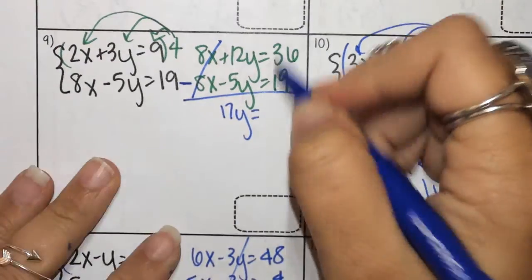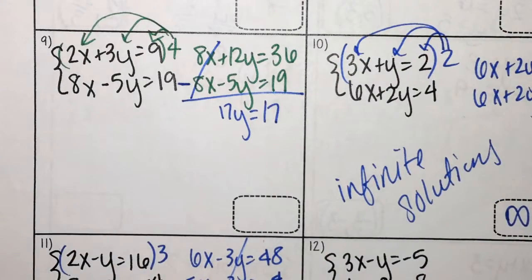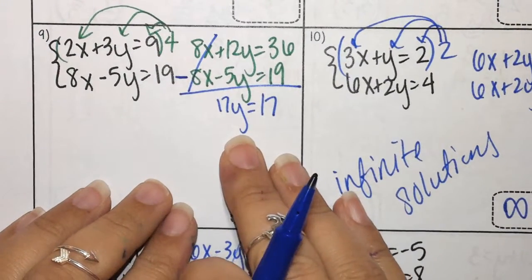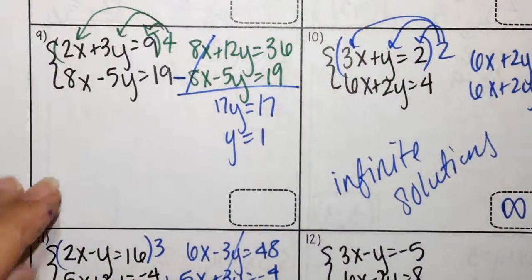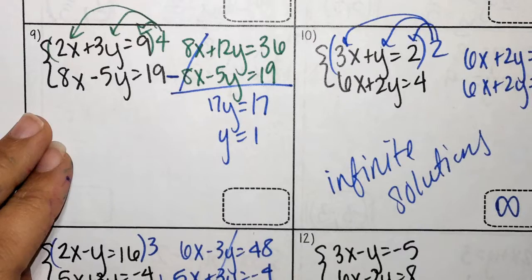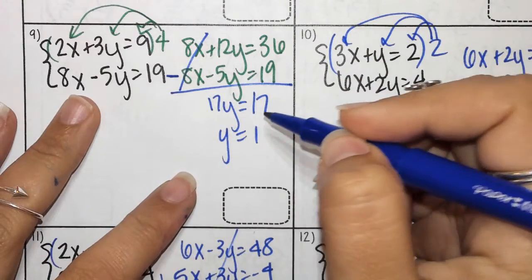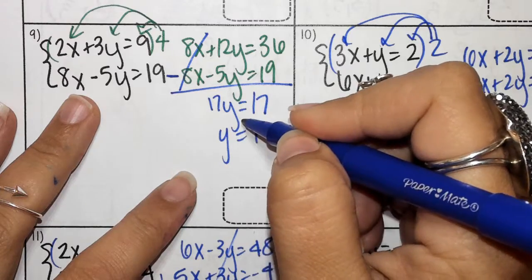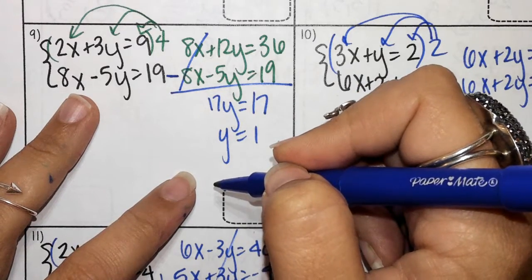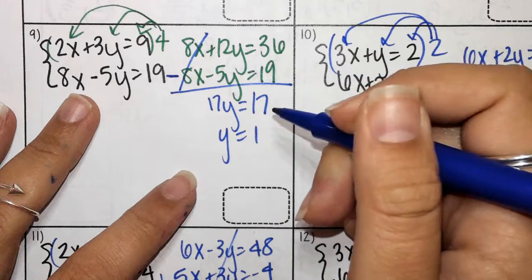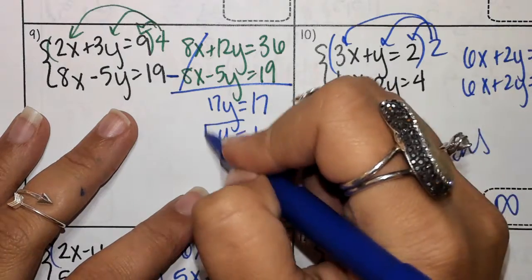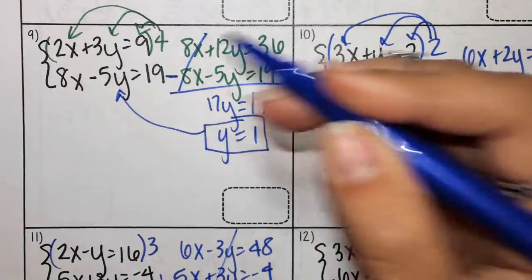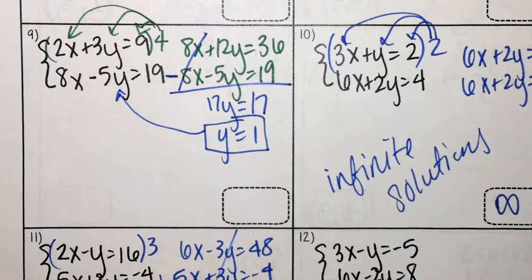Stop hollering at me. Jorge. Dang. Alright, so 36 minus 19 is 17. You divide and you get y equals 1. I got one too. Well, I got y equals 1, so we have different answers. That was an extreme eye roll. I hope you know that.